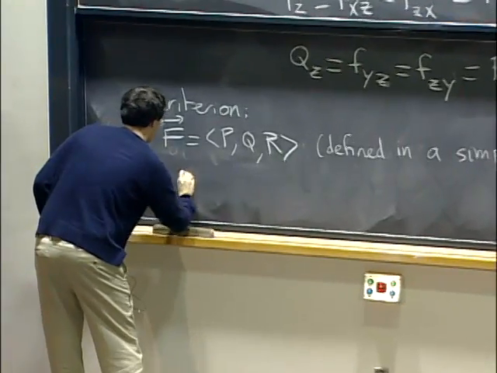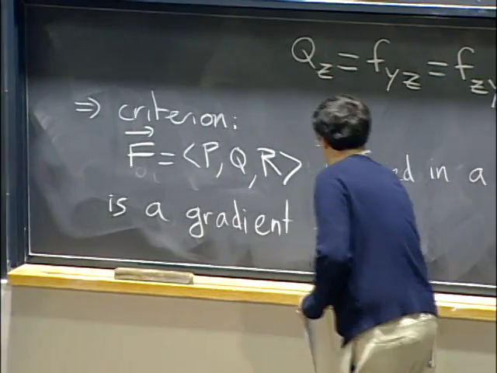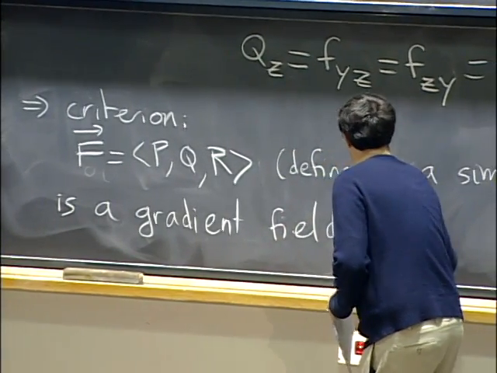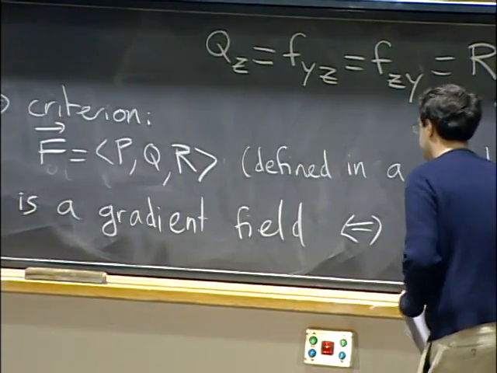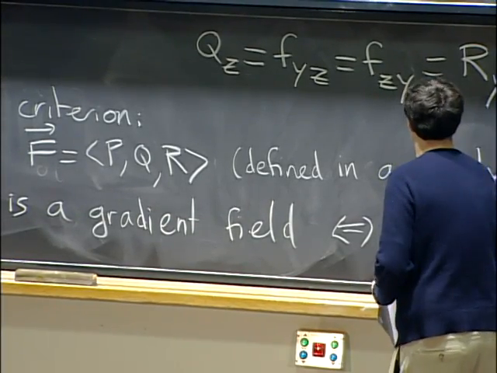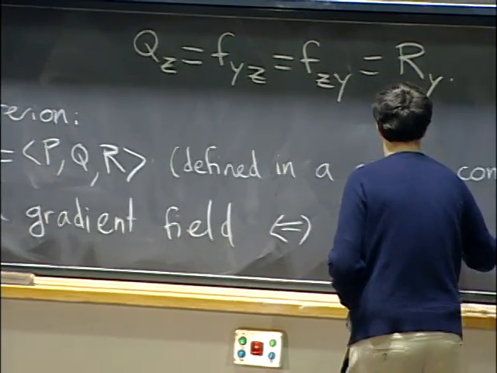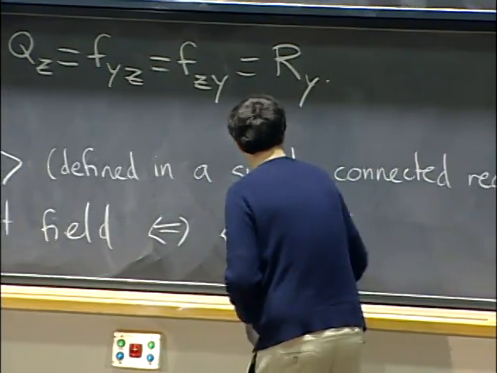Is a gradient field exactly when, so we need three conditions. We need P sub z, well, let's do it in order. Let's P sub y equals Q sub x.